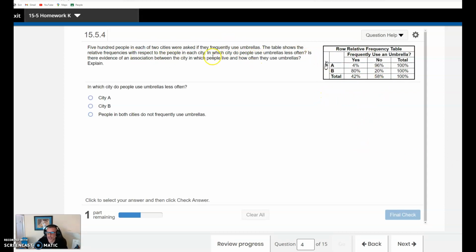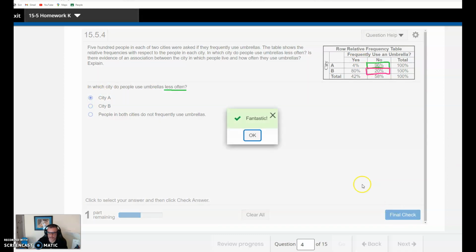The table shows the data. In which city do people use umbrellas less often? Okay, so the key words here are less often. So frequently use umbrellas. So we're looking at the no's. So 96% no's. That's less often, in city A versus 20% in city B. So definitely it's city A. They use umbrellas less often. 96% don't use them. So I would click on city A. Got it.